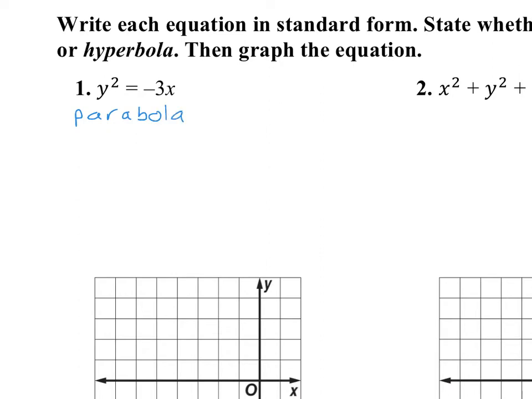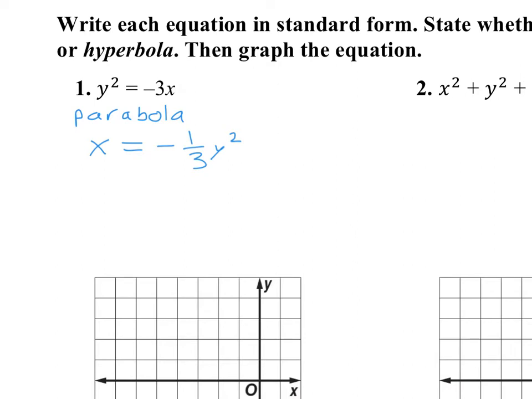If you recall from 9.2, standard form for a parabola isolates the non-squared variable. So I would divide both sides by -3, and I'll move the x to the left side. If I take y squared divided by -3, that would be -1/3 y squared. So essentially, I just multiplied both sides by -1/3. All right, so we have standard form. We've identified it, so now we just have to graph it.